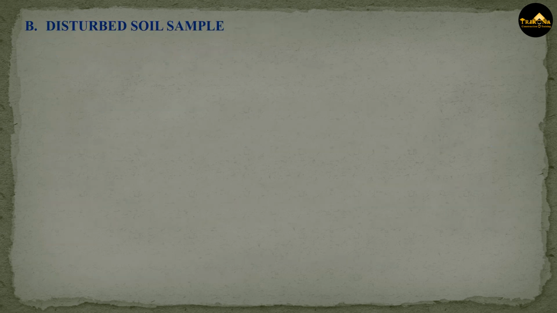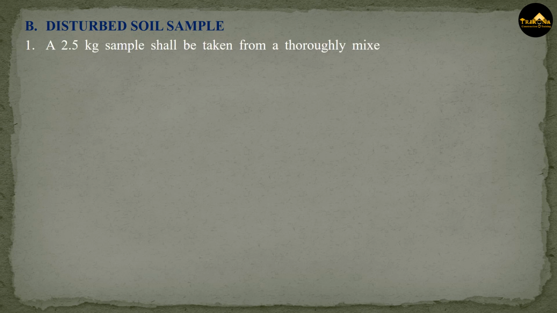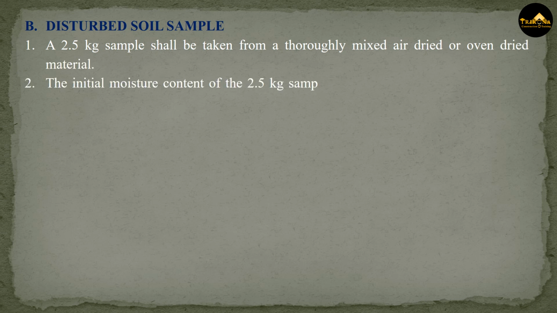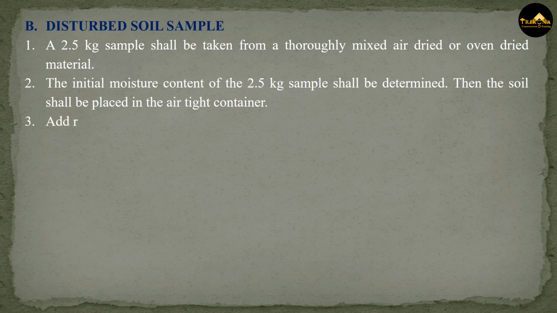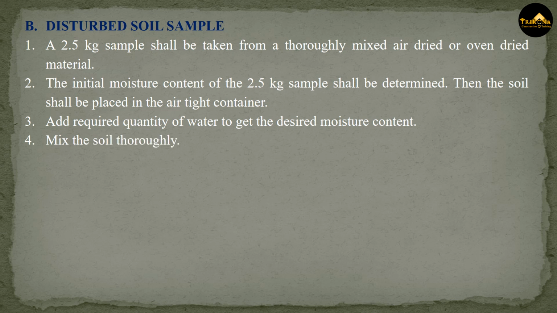Disturbed soil sample. A 2.5 kg sample shall be taken from a thoroughly mixed air-dried or oven-dried material. The initial moisture content of the 2.5 kg sample shall be determined. Then the soil shall be placed in an airtight container. Add the required quantity of water to get the desired moisture content. Mix the soil thoroughly.